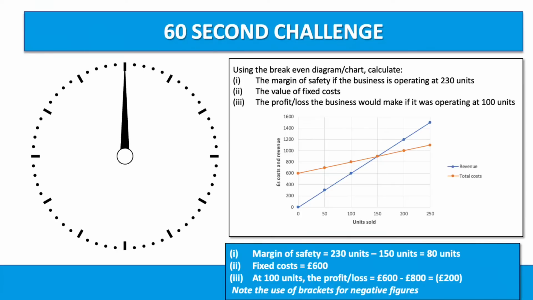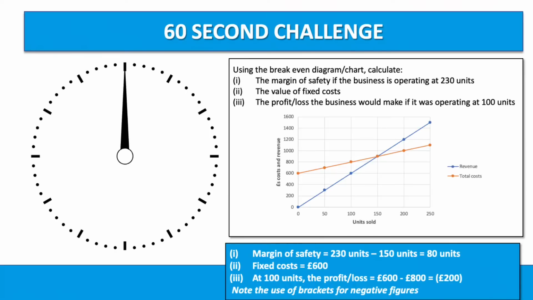Fixed costs we can get by reading off the break-even chart. We understand that total costs are fixed costs plus variable costs. Fixed costs don't change with output, so fixed cost is still payable when output is 0. If we look at 0 units sold on the horizontal axis and trace that up, we can see that at 0 units sold, total costs are 600. That must be the fixed costs, as variable costs at 0 units sold will be 0. So that's fixed costs at £600. Well done if you got that right.